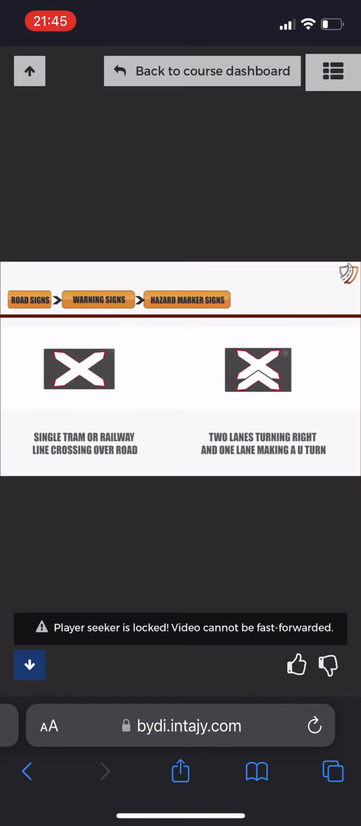Single tram or railway line crossing over road. This sign alerts that a single tram or railway line is crossing over the road. Motorists must be careful while crossing the tram track. Two or more tram or railway line crossing. This sign alerts that two or more tram lines are crossing over the road.